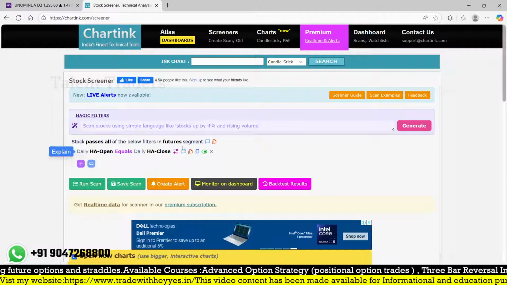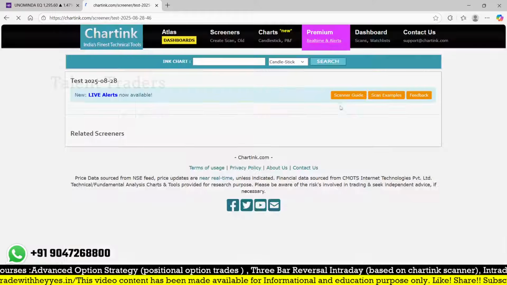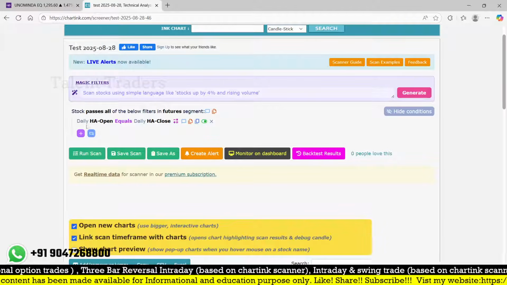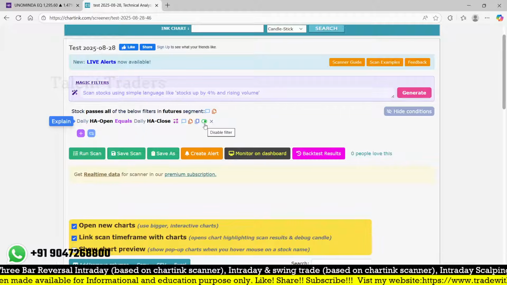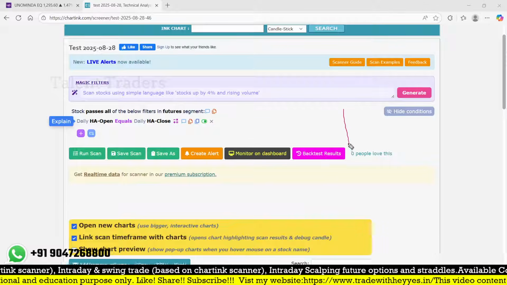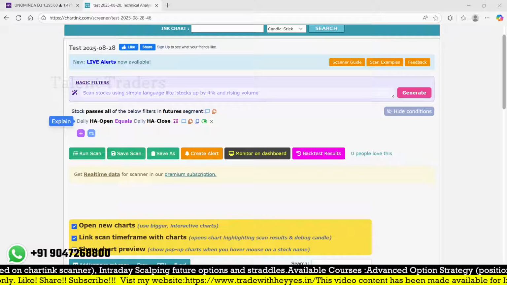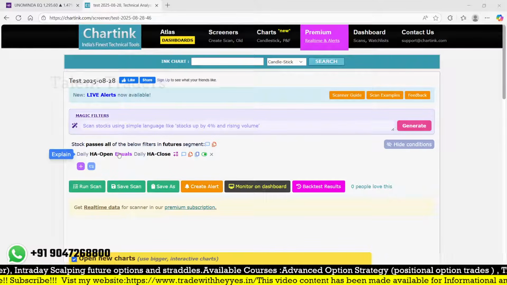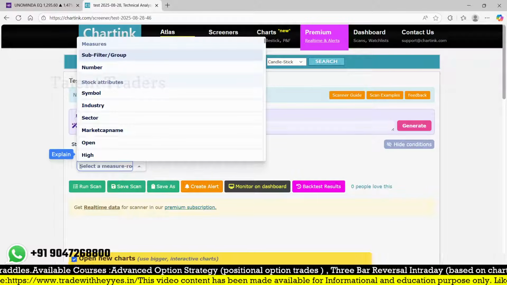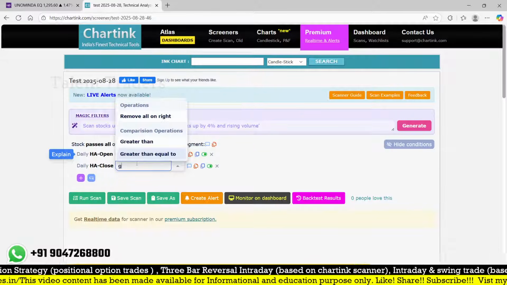Let me save the scan, and possibly we can test the backtest report. I think in 9 months we don't get any stocks with HA open equal to HA close, that means an exact doji candle where it opens and closes at the same price. In an Ikanashi candle that is very unlikely. Let me add a better way to find the doji candle. HA close, this is another alternate method we can use.